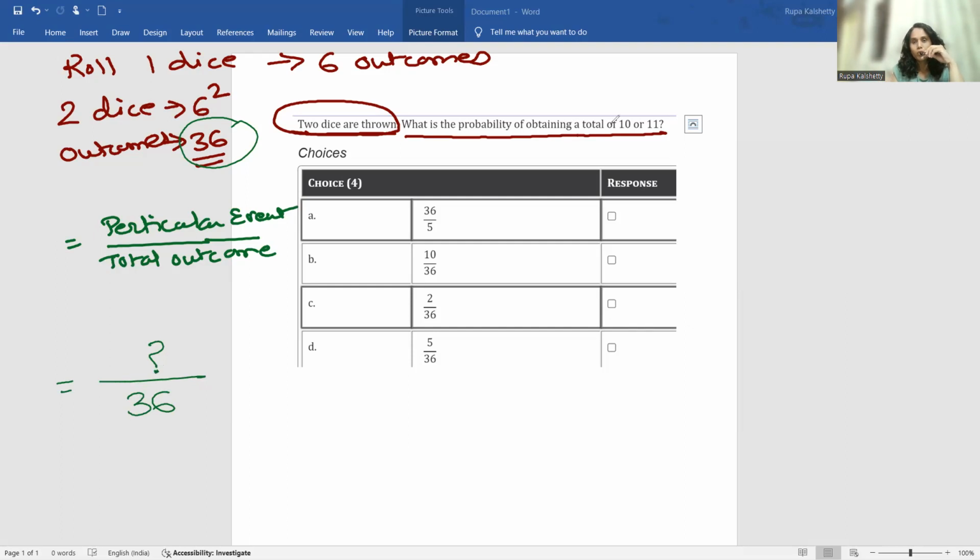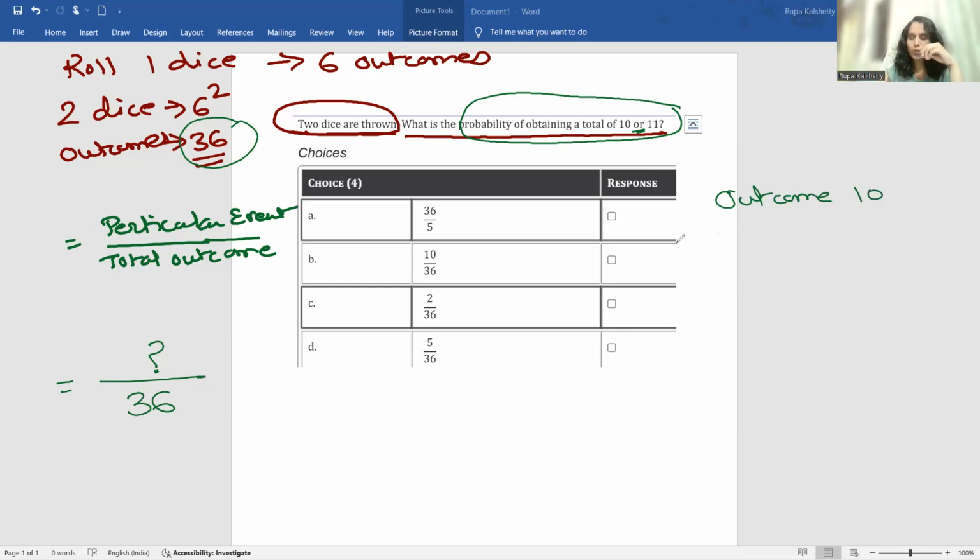Now, if you read the question carefully, probability of obtaining either a total of 10 or 11. Whenever there is an "or" in the probability, 10 or 11, that means you're considering both the outcomes. So you want 10 also and you want 11 also. So let's see, what is the possibility of having 10?